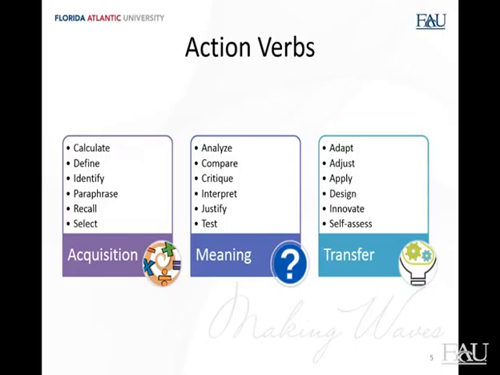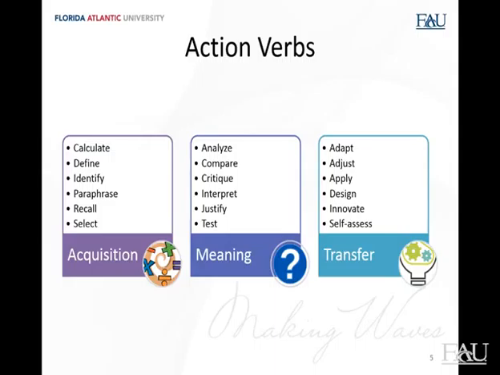So if you've got a lot of acquisition goals, vocabulary words, formulas, Newton's 3 laws, these are the types of verbs you might use when thinking about your learning plan. You're going to have them identify, paraphrase, recall, calculate. If you've got a lot of meaning goals, where you are asking students for the relationship between maybe words and concepts, you're asking them to analyze data and analyze graphs, then you would be using learning plan goals that would look like analyze, compare, critique, interpret, justify, and test. And of course there's multiple other verbs as well. And if you have transfer goals here, you're going to look at words like adapt, adjust, apply, design, innovate, self-assess. Those would be the things that you're going to ask your students to do.